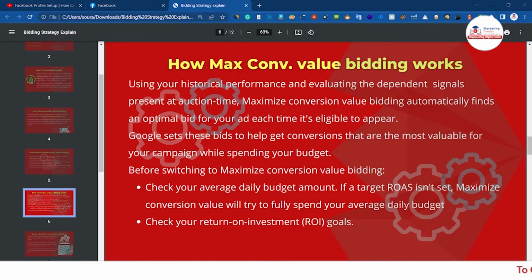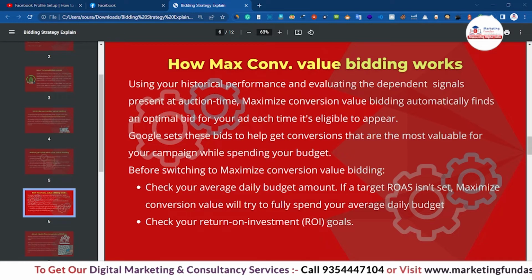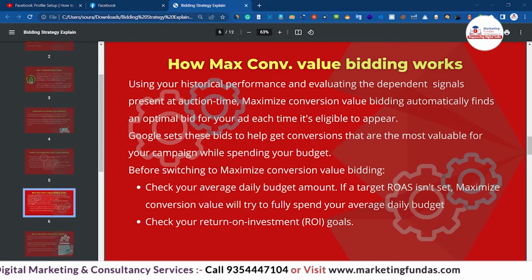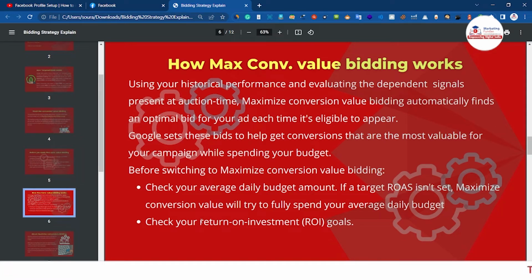So if you set the target ROAS as, like, 10%, I need 10% conversion, so it will spend the amount in control to bring that 10% ROAS, return on ad spend. And the second point is check your return on investment goals. So before applying maximize conversion value, you should thoroughly check your return on investment goals.